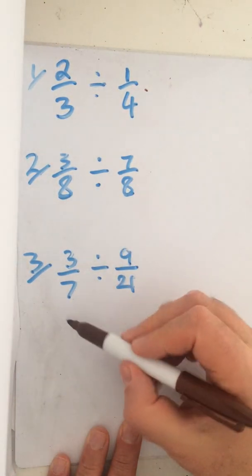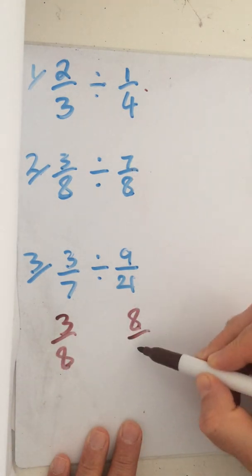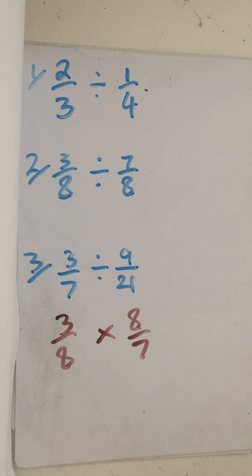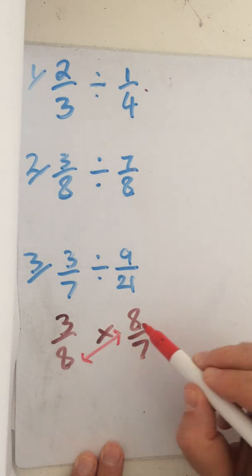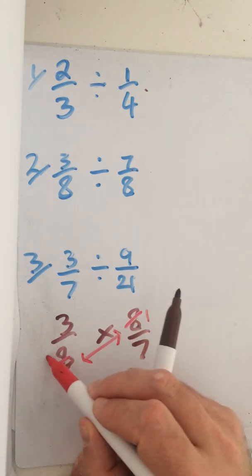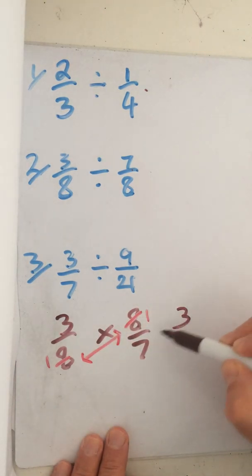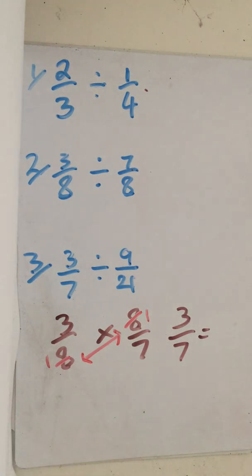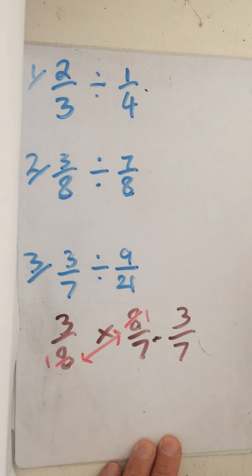The second one, keep, flip, and change. I can see on this one actually I can do a little bit of cross simplification, only on that one. So the 8 goes into 8 ones and ones. 3 times 1 is 3. 1 times 7 is 7. So 3/7.